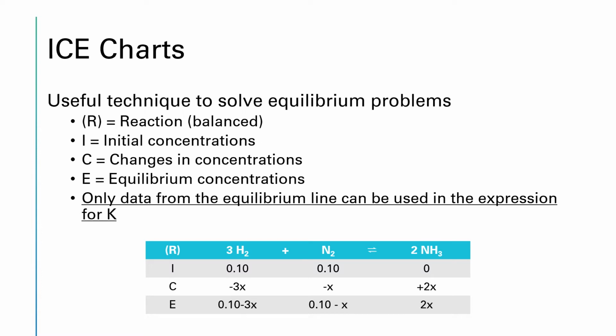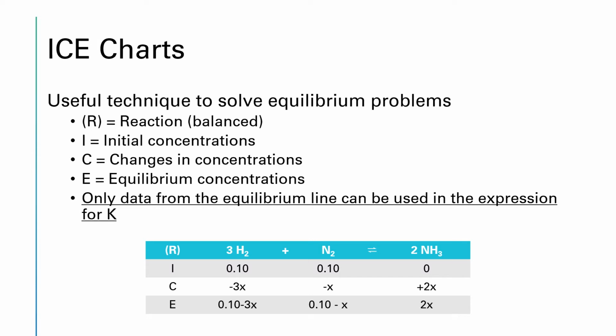So the problem will read something along the lines of, so many moles of this chemical and so many moles of this other chemical are introduced to a 3-liter flask. So that gives us the data for our initial line. And then you have to figure out, is this reaction going to go in the forward direction, or is this reaction going to go in the reverse direction to reach equilibrium?